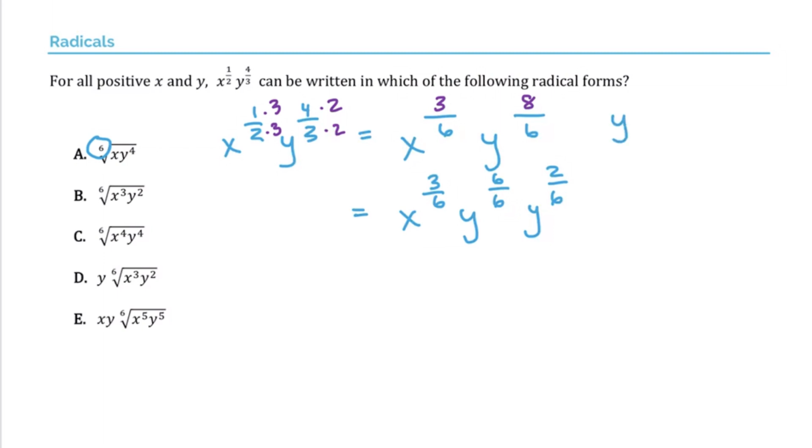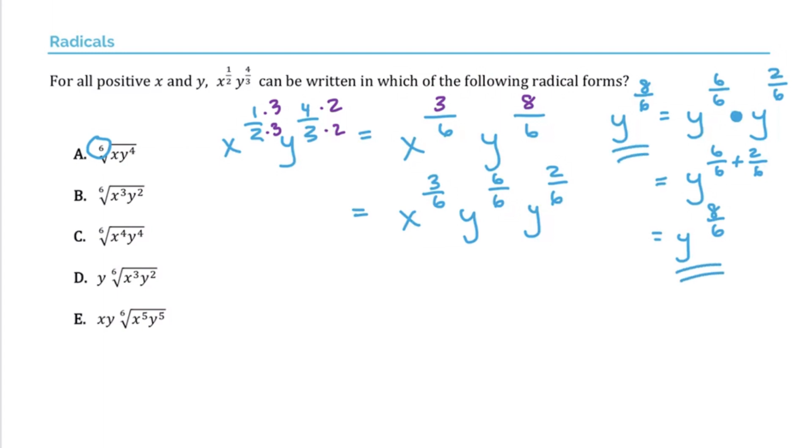That y to the power of 8 over 6, I'm going to rewrite this for us to really make sure you understand, is the same thing as y to the power of 6 over 6 times y to the power of 2 over 6. And remember that that's correct because if you are multiplying and you have the same base, you are supposed to add the exponents. So this is just y to the 6 over 6 plus 2 over 6, which guess what, is y to the 8 over 6, which is exactly what we wanted it to equal.